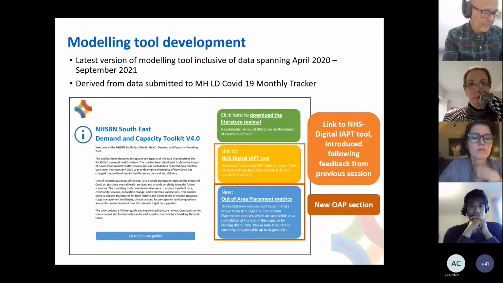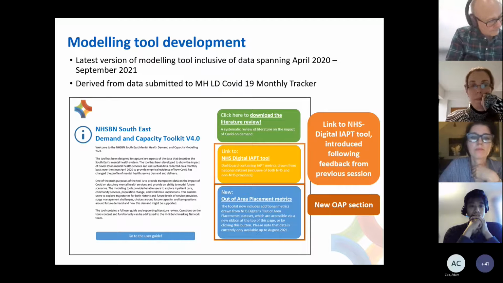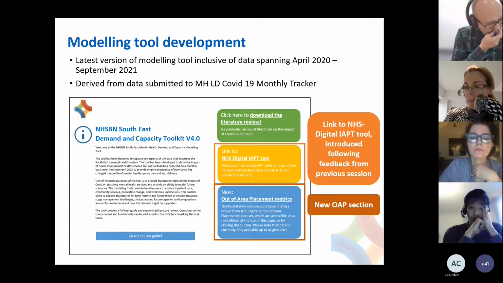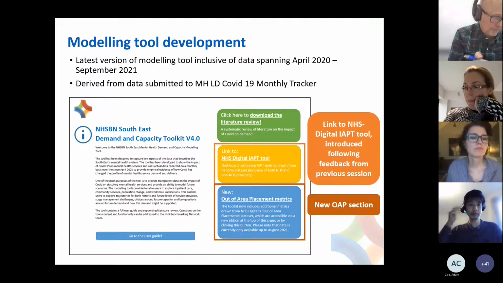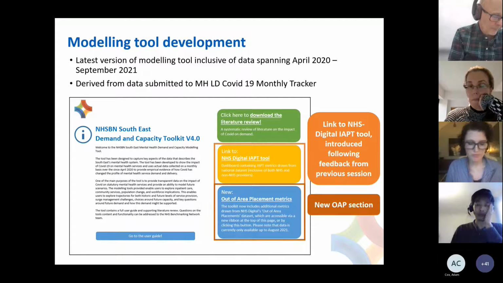In terms of the basics, the new tool will span April 2020 through to September 2021, so it's an additional 3 months to what we saw last time. I've got a screenshot here of the home menu. A couple of new bits on here, following the feedback that we've just had, so it's quite timely.